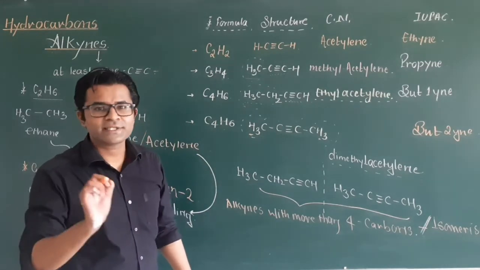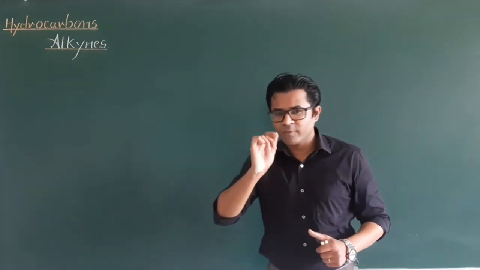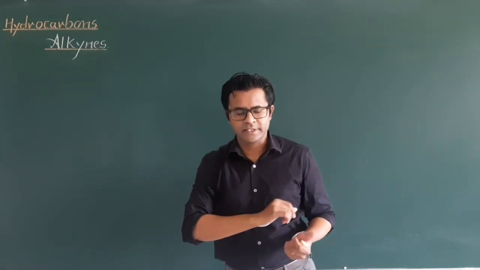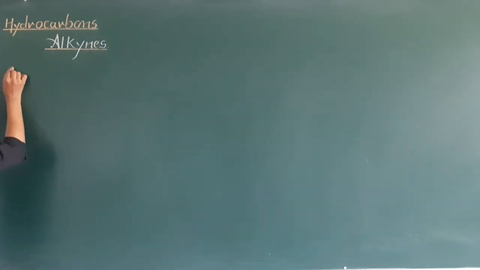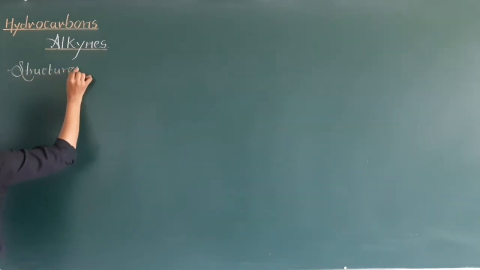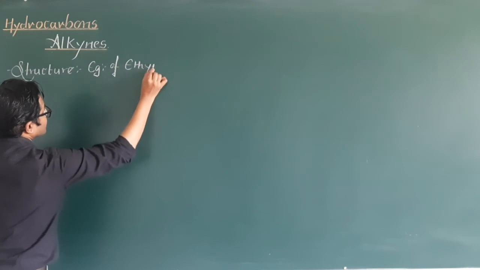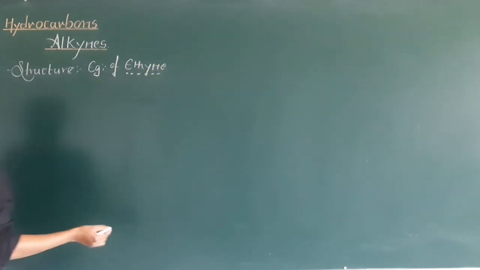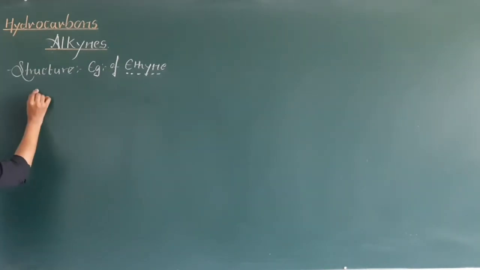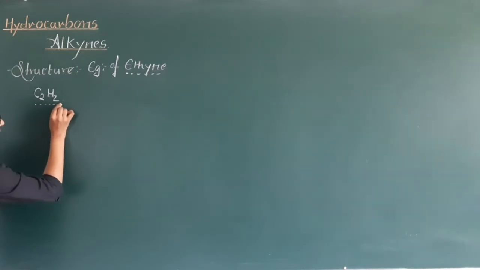Let's now observe its structures. Now let us understand the structure of these alkynes. Okay, now in order to understand the structure of alkynes, let us take one example, and that particular thing will be ethyne. So let's understand the structure of alkynes by taking an example of ethyne. Okay, so when I am saying ethyne, we already have seen its molecular formula. So molecular formula, right? So now let's take this particular thing.